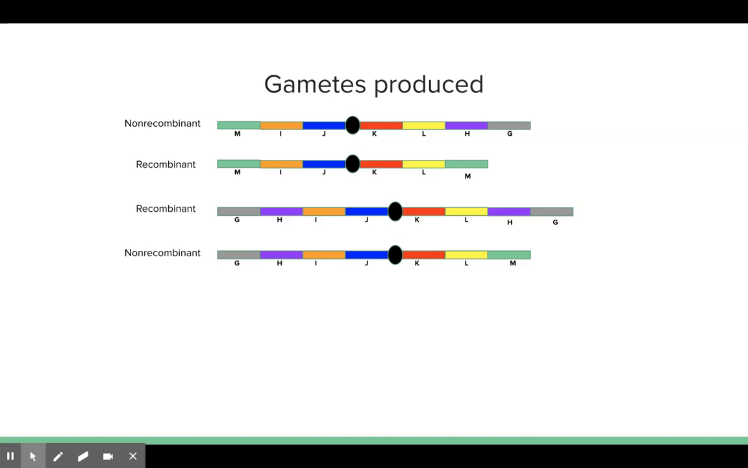The 2 non-recombinant gametes are viable because they contain all of the original regions found on the chromosomes. However, the 2 recombinant gametes are not viable because they have missing regions and some repeated regions. For example, the first recombinant gamete shown on this slide is repeating region M and missing regions G and H. And the second recombinant gamete shown is repeating regions G and H and missing region M. So the 2 recombinant gametes are not viable.